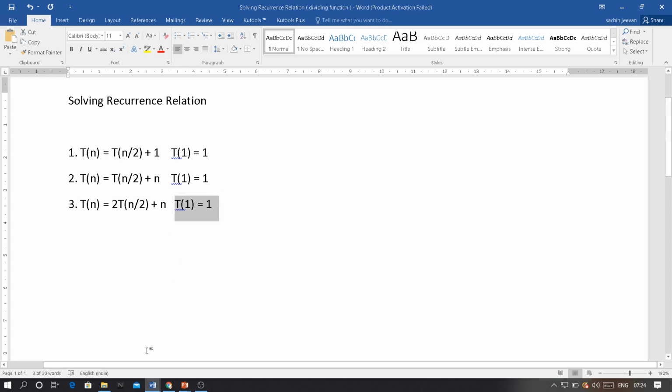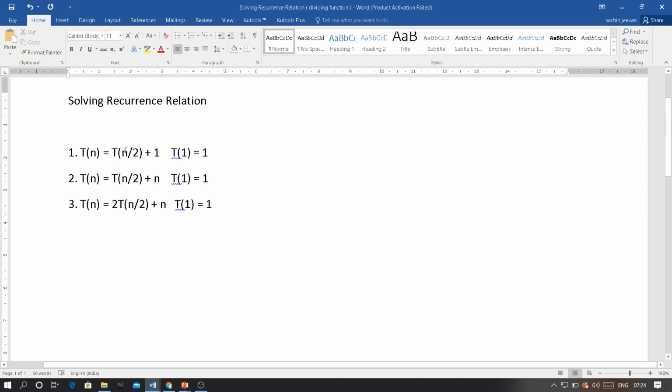You might wonder, yesterday you took A, now you are taking T, this looks different. No, instead of A, I'm taking it as T, that's it. It is just easier for me to write. This can also be taken as A of n is equal to A of n divided by 2 plus 1, A of 1 is equal to 1. A of n is equal to A of n divided by 2 plus n, whereas A of 1 is equal to 1. A of n is equal to 2 multiplied by A of n divided by 2 plus n, whereas A of 1 is equal to 1. So it is the same type of recurrence relation only.